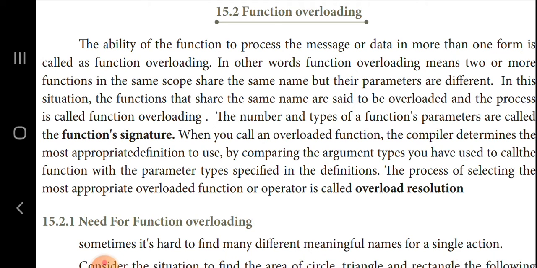Is it clear? The function used to draw a circle has only one parameter, that is radius. The function used to draw the rectangle has two parameters, length and breadth. So based on the number of parameters and their data types, the compiler can identify the appropriate function. The process of selecting the most appropriate overloaded function or operator is called overload resolution. So this process is known as overload resolution.